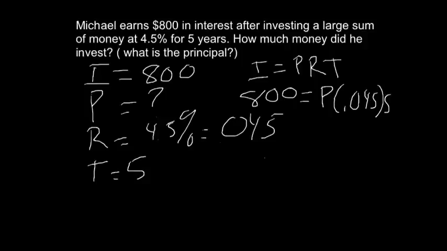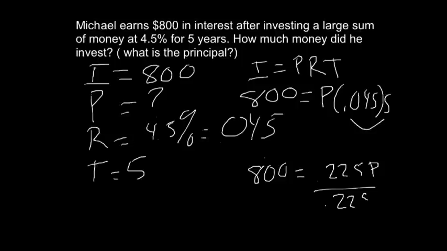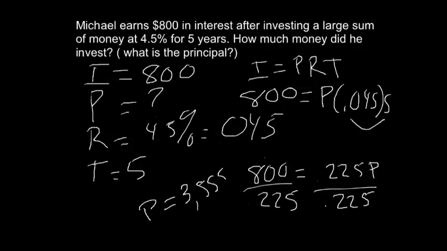So when I solve this, 800 is going to equal 0.225 P because I multiplied 5 times 0.045. And then I have to isolate my variable by doing the inverse operation, which is dividing by 0.225. And I end up getting P equal to $3,555.56. It's actually 0.5 repeating, but I round because it's money. So that means that Michael invests $3,555.56 in an account at 4.5% for 5 years and generates $800.